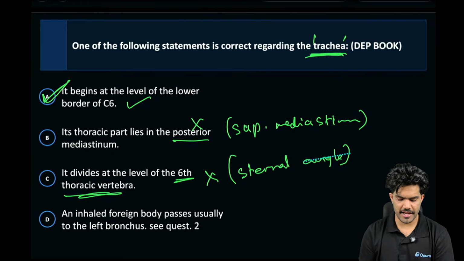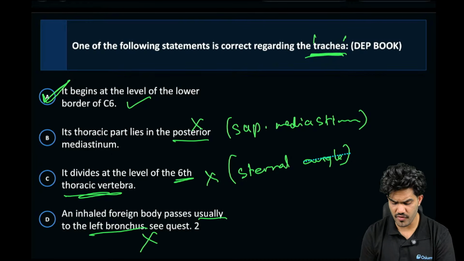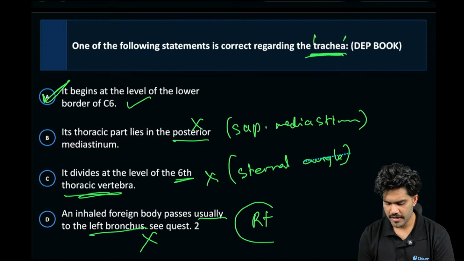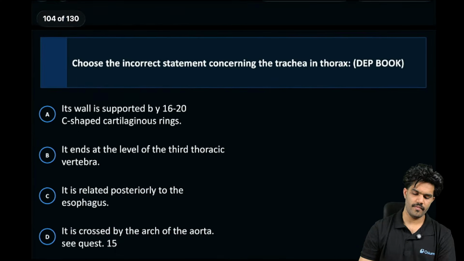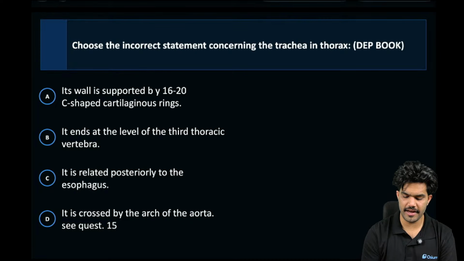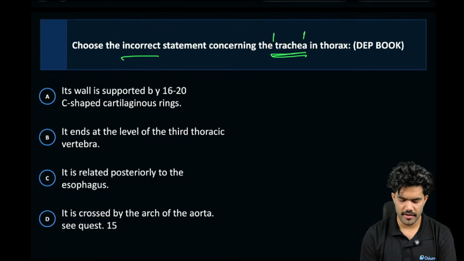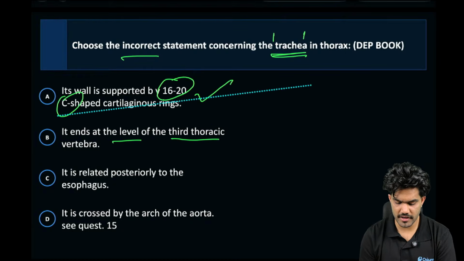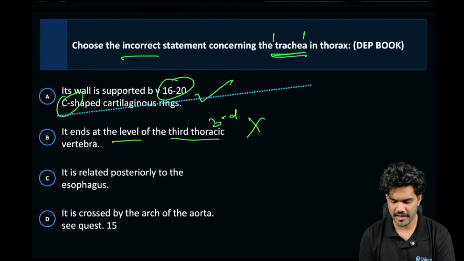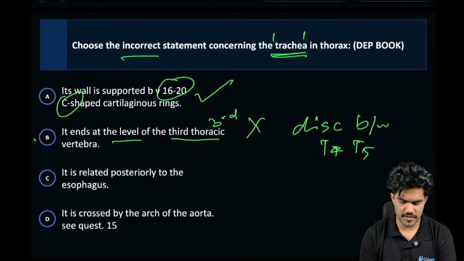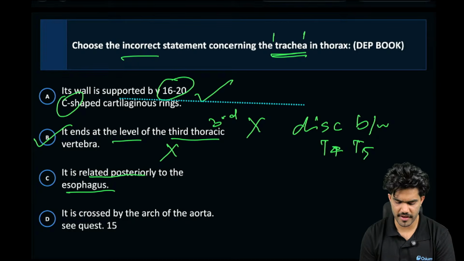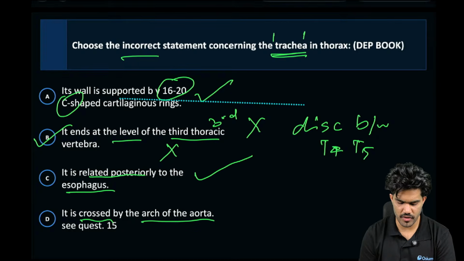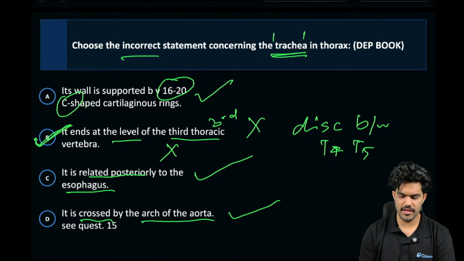Remember, an inhaled foreign body passes usually to the left bronchus? No, wrong answer. It always tries to pass into the right bronchus. Choose the incorrect statement regarding the trachea. It has 16 to 20 C-shaped rings. Yes. It ends at the level of the 3rd thoracic vertebra? No, again, disc between. So this will be the wrong answer. It is related posterior to the esophagus. Yes. It's crossed by the arch of the aorta. Yes. So the answer will be B.